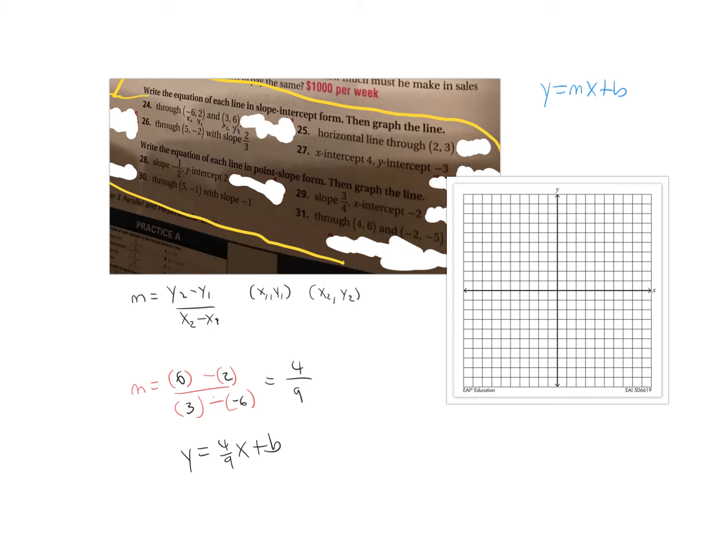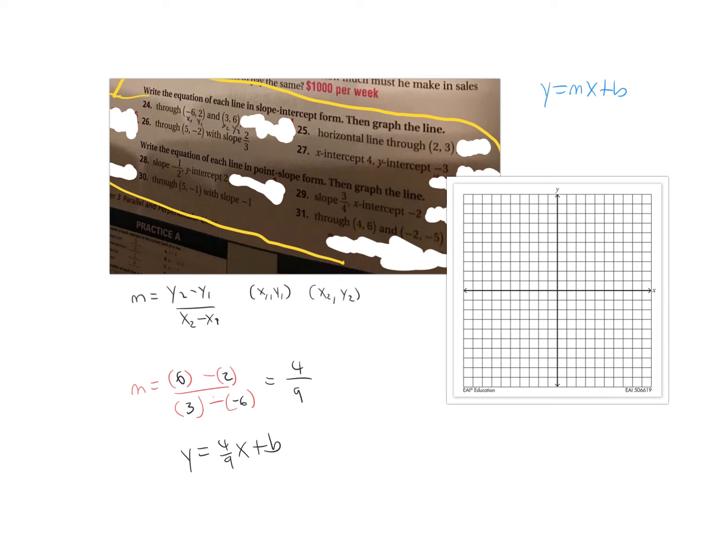Remember, there's that little b right there. So there's still a b. We don't know what the y-intercept is just yet. Now, in order to find the y-intercept, as I said on the last slide, you have to pick one of the points. Let's just go with the first one. You pick one of the points, plug in the x coordinate for x, plug in the y coordinate for y, and then solve for b.